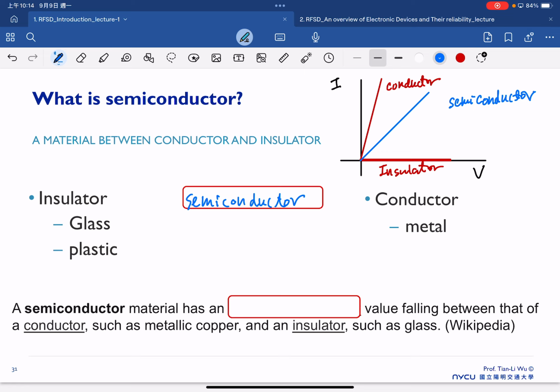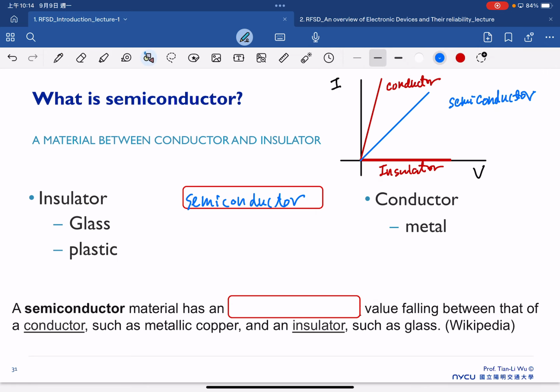But the cool thing about the semiconductor is not only that it's in between, it's that we are able to adjust this conductivity a little bit. For example, we can fabricate the semiconductor toward the insulator. We can also fabricate the semiconductor toward the conductor. There are several different methodologies, and one of the most obvious and easy ones is to change the doping concentration. If you dope more and more, that will give the characteristic toward the conductor.